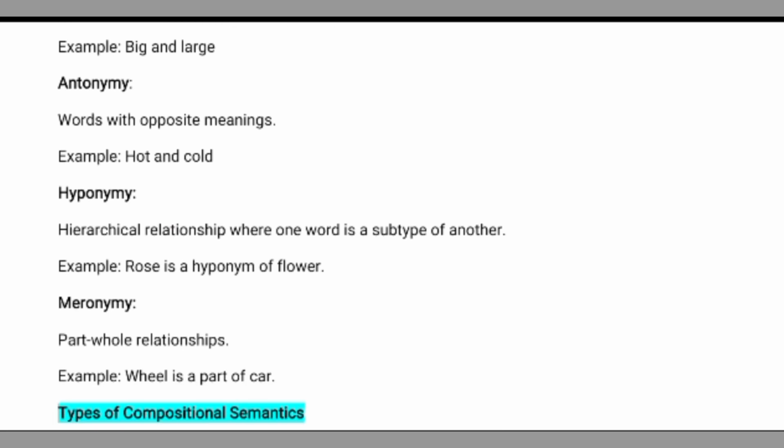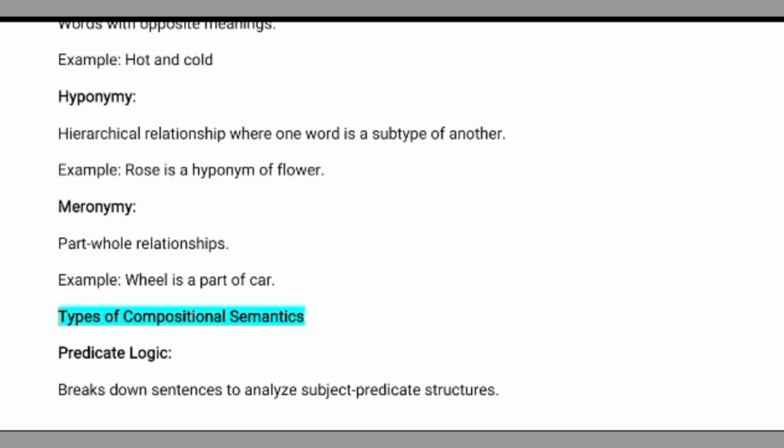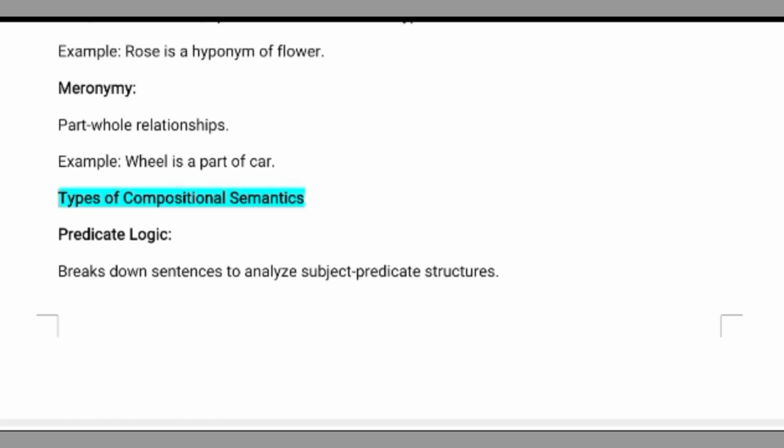Another one is hyponymy: a hierarchical relationship where one word is a subtype of another. Example, rose is a hyponym of flower. This is called hyponymy. The last one is meronymy: part-whole relationships. Example, wheel is a part of car. This is a very beautiful example.